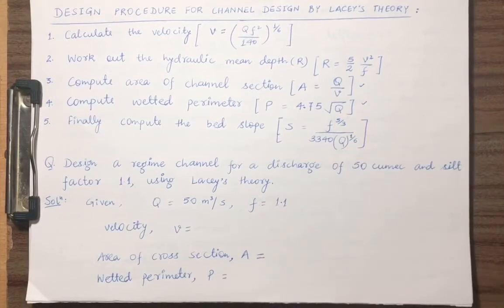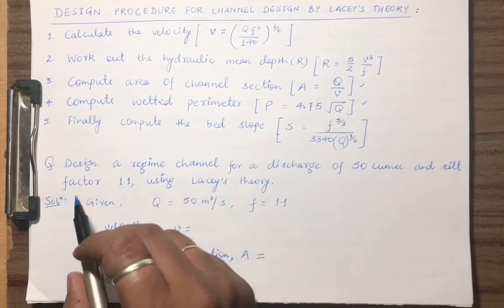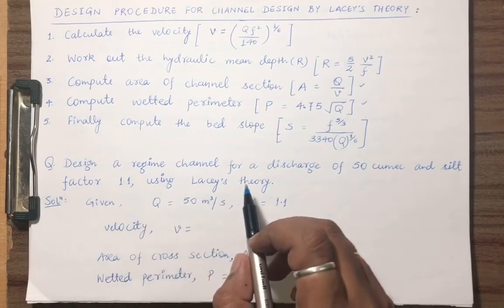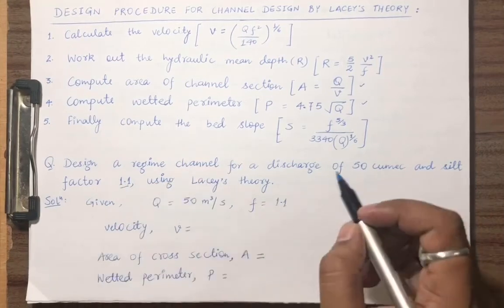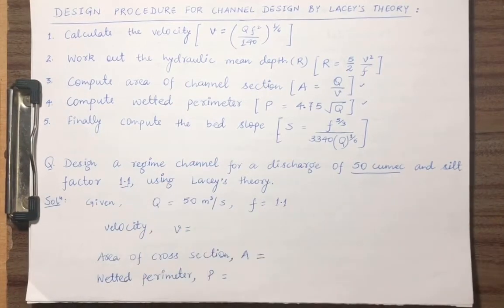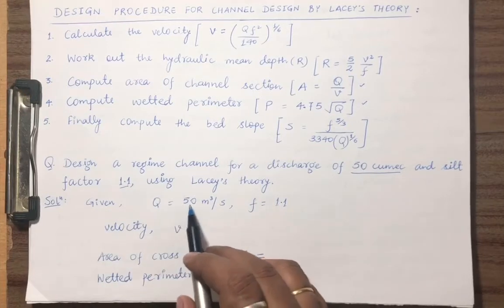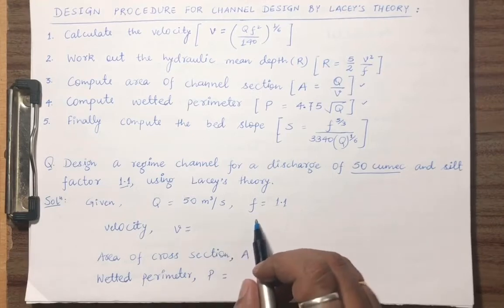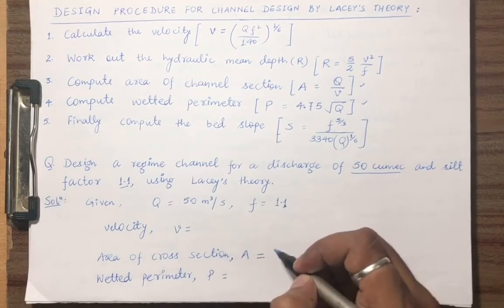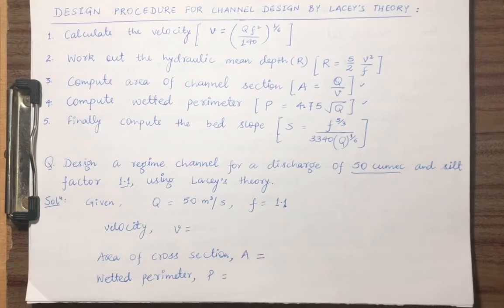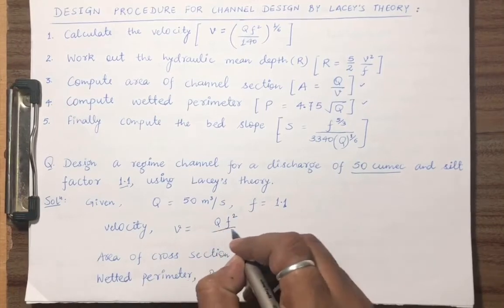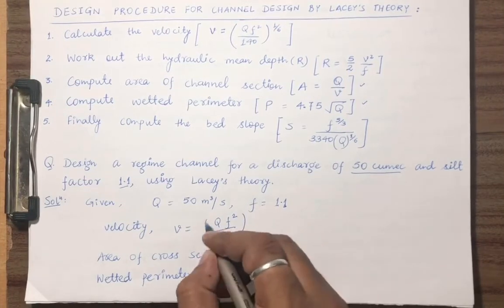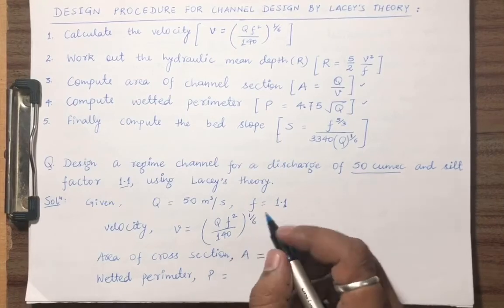Now let us see how we are going to do that. So this is the problem: design a regime channel for a discharge of 50 cubic meters per second and silt factor 1.1 using Lacey's theory. Q is given as 50 meter cube per second. f, which is silt factor, is given as 1.1. So the velocity is, what was the formula? Q f squared divided by 140 raised to power 1 by 6.